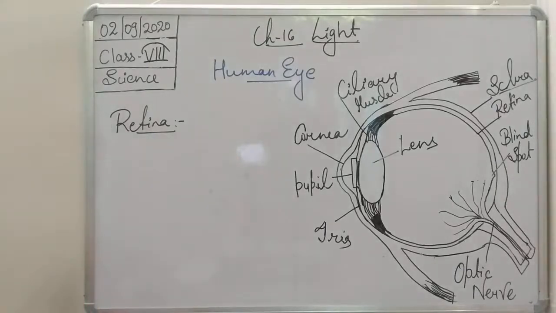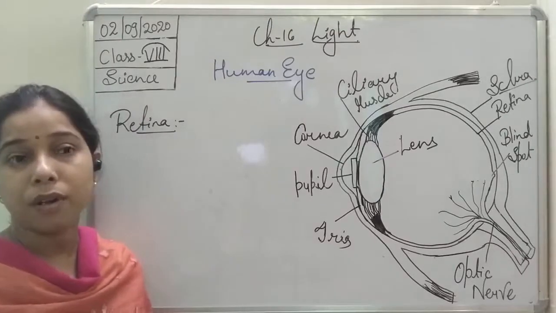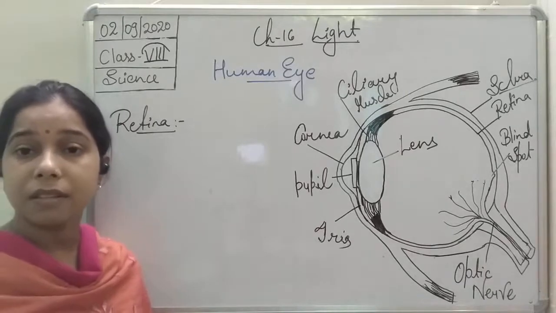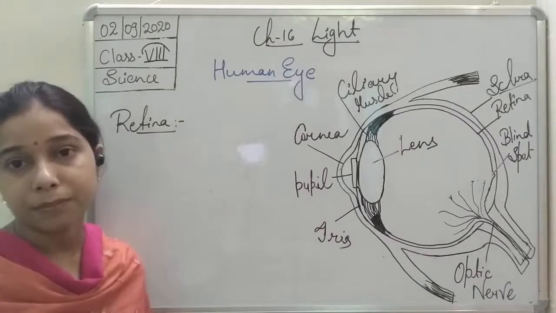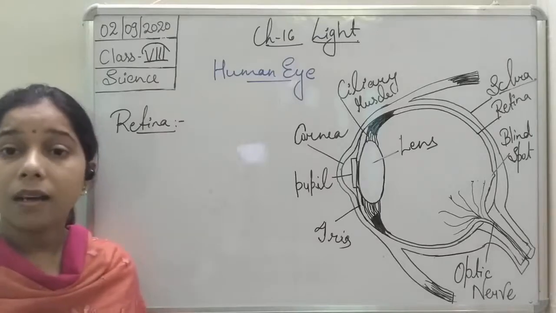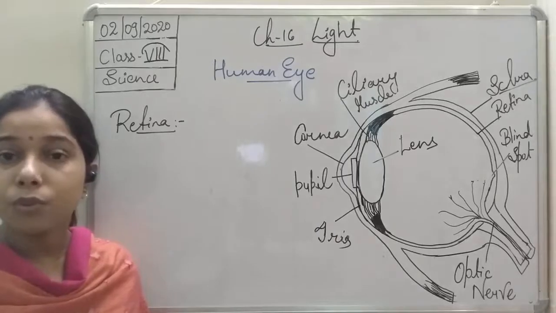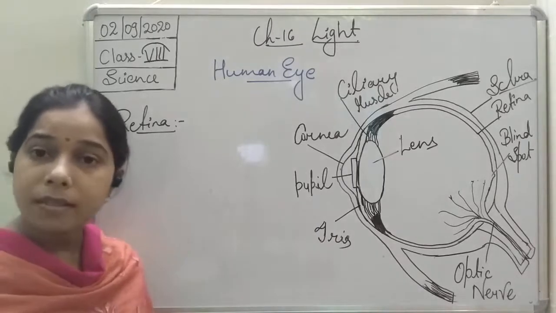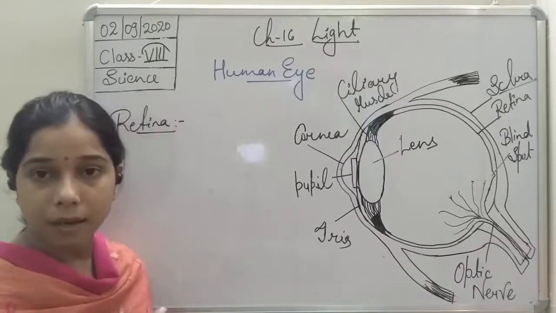Not only this, student, this retina consists of a number of nerve cells also. And these nerve cells include rod cells and cone cells. Rod cells are present in the eye, and they are sensitive to the intensity of the light, while the cone cells present near the retina are sensitive to the color.